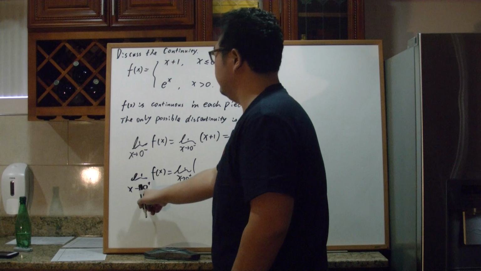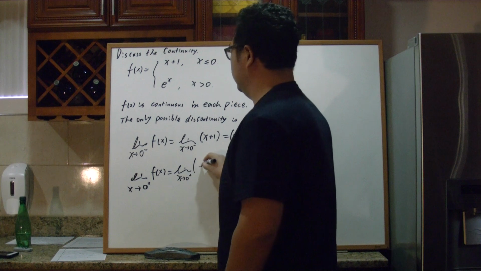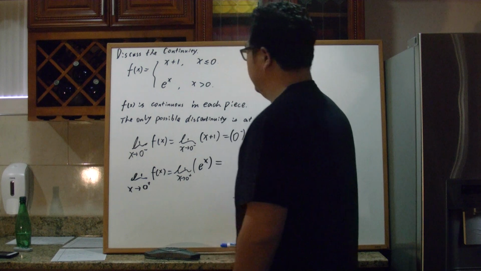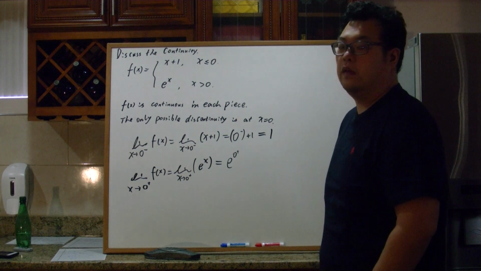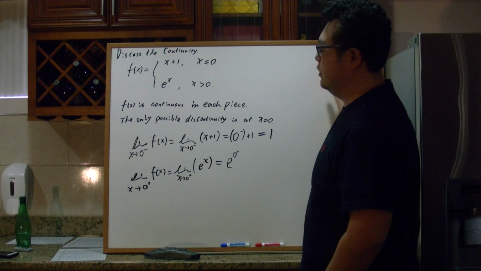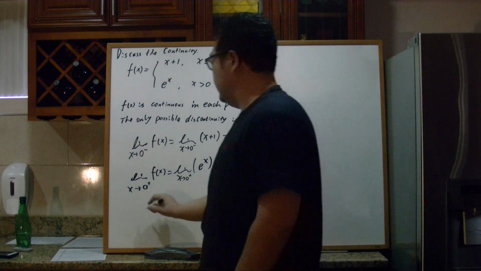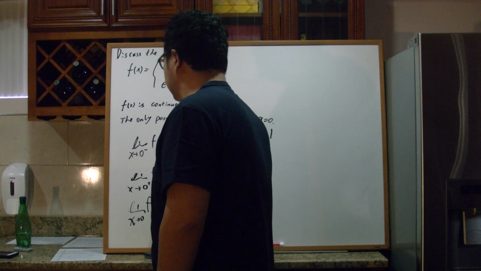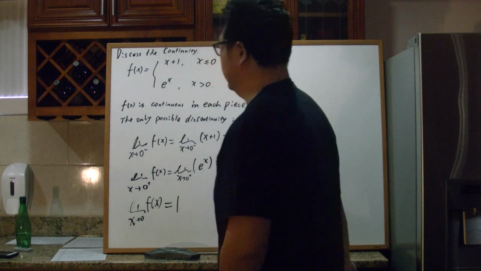And for the right-side limit, it approaches along the path of e to the x. That is e to the 0, which is a little bigger, but it doesn't matter. E to the x is continuous at 0, so approaching from the right is still e to the 0, that is 1. Therefore, since these two values match, the limit as x approaches 0 of f of x equals 1.